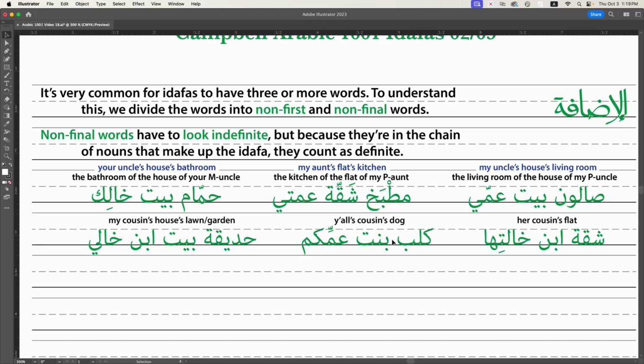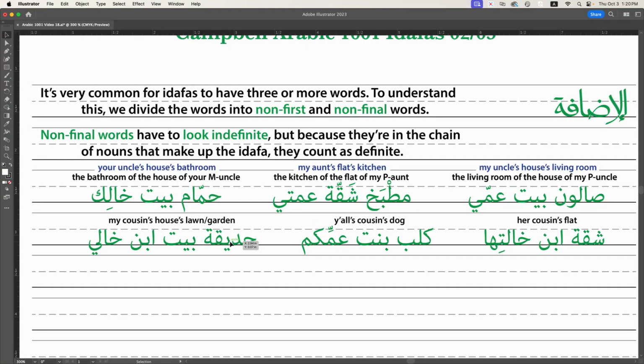We could say kalb bint ammikum. So here's the paternal uncle, y'all's paternal uncle, and the daughter of that uncle is your cousin. So the daughter of y'all's paternal uncle is literally what we're saying here. So kalb and bint both look indefinite, but they're definite because they're in the chain of words that makes up the idafa. And then this one here is definite, bisabab ad-damir.